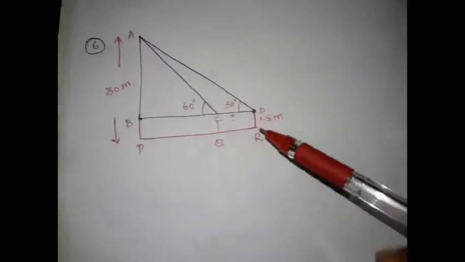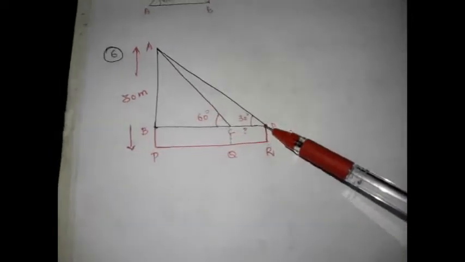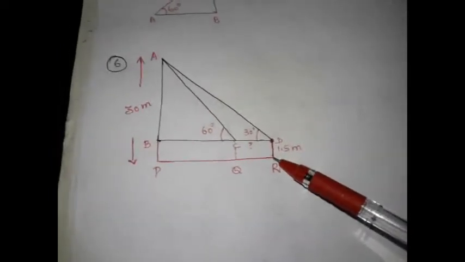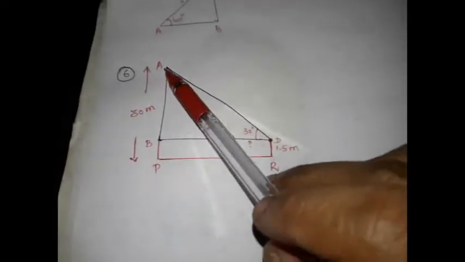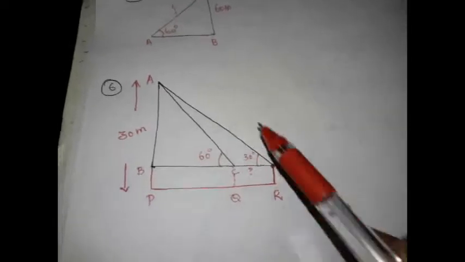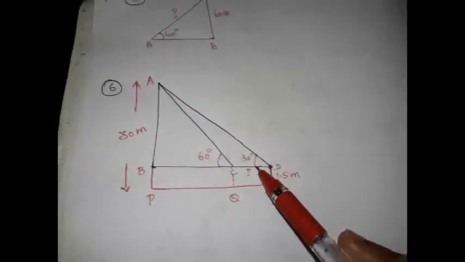Right? So now first let us see how we can draw the diagram for this. See, there is a boy who is 1.5 meter tall. He is observing the top of the building. Now AP is our building. He is observing the top of the building and the building is 30 meter high. Okay. And his angle of elevation decreases from 30 degree.